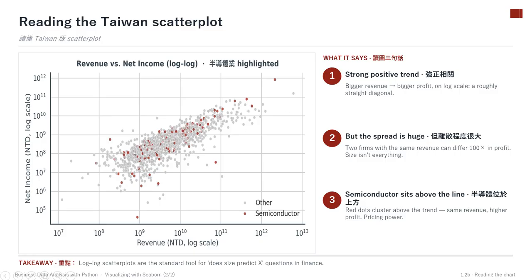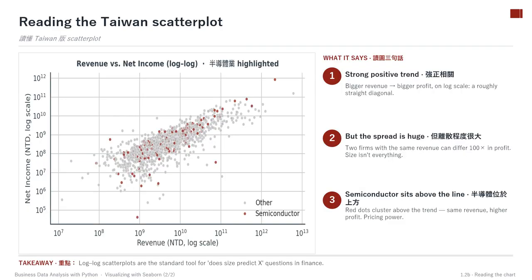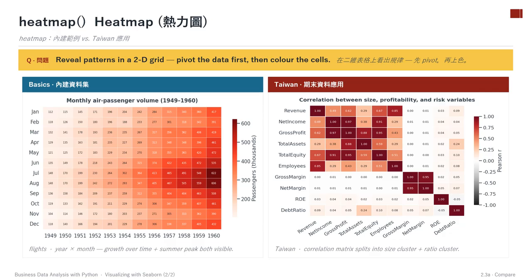And we can also see that most of the semiconductor companies are above the line. That means that with the same revenue, our semiconductors have a higher profit, so the pricing power is quite great. Okay, so this is about our semiconductors. Later we will talk about the heat map, but before that, I think we can take a 10-minute break, and later we will keep going.